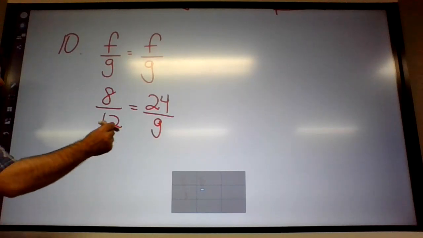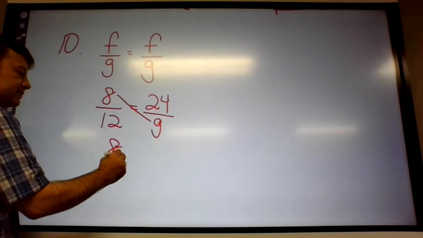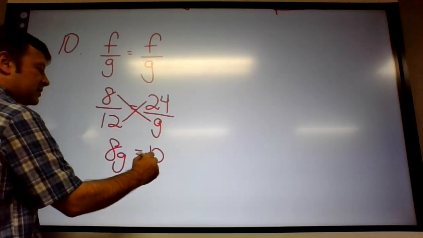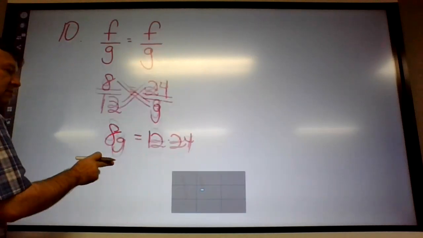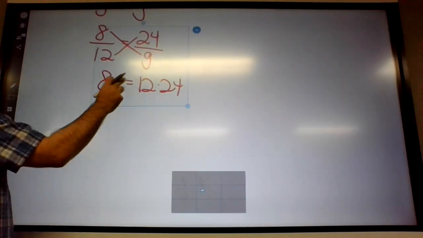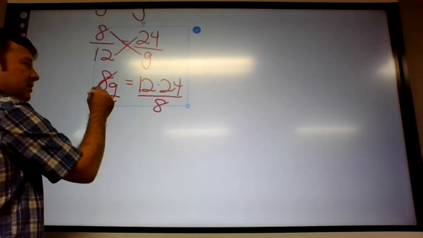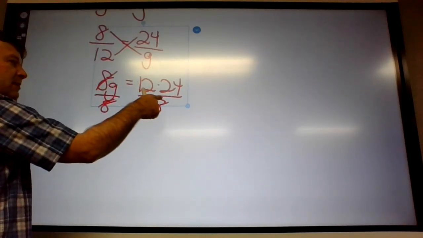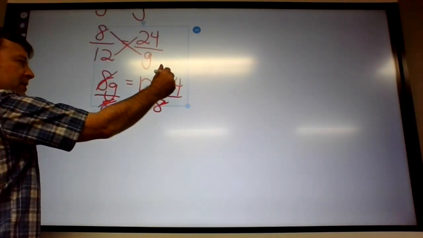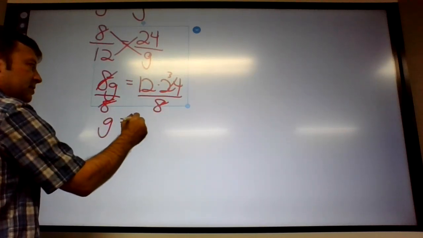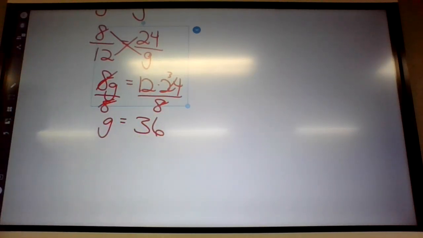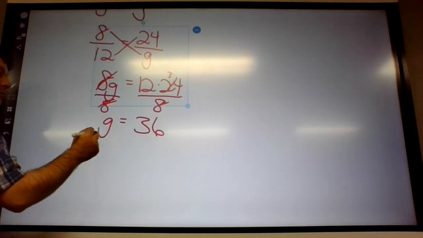So you'll do 8G equals 12 times 24. Whatever this is, what would we do after that? Divide by 8. You could plug this in your calculator all at once: 12 times 24 divided by 8. 24 divided by 8 is 3, so it comes out as 3 times 12, which is 36.